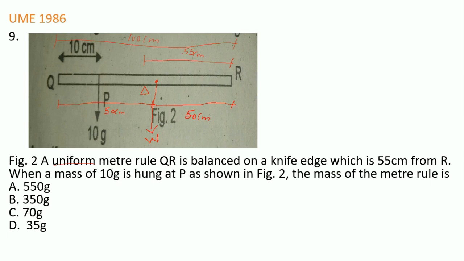And we are told when a mass of 10 grams is hung at P, as shown in figure 2. So this here is the mass. We want to know the mass of the meter rule. Now when this is hung at P, it's always advisable to take moments about the pivot point. So if we look at this, this is going to have a clockwise moment about this point, and this is going to have an anti-clockwise moment about this point.